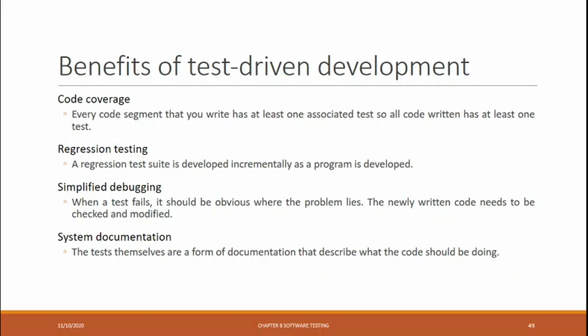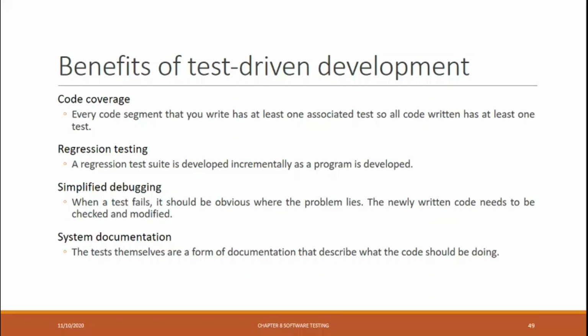A code is tested as it is written, so defects are discovered early in the development process. So if there is any error or defect in the program, it is discovered early in the development process itself. Before delivering the product to the customer, you will be identifying the errors or defects in the program itself. That is code coverage. That is one of the benefits of TDD.